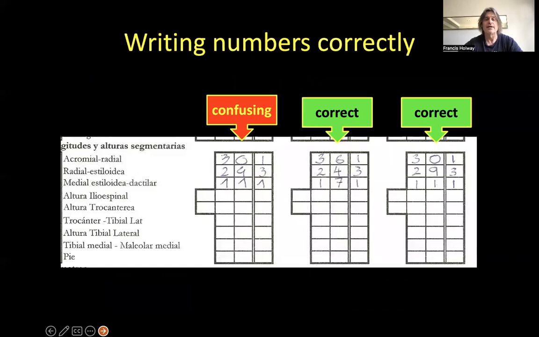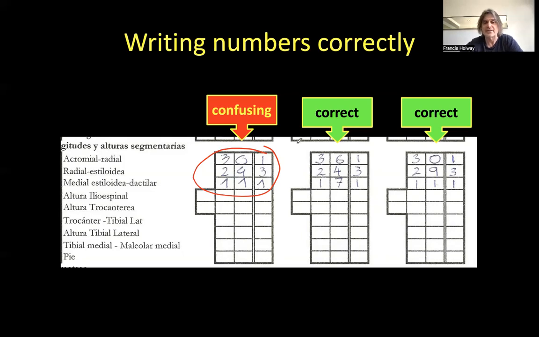Now, when you're writing down the numbers of the measurements, there are 3 pairs of numbers which can get confusing. For example, look at these 3 numbers. Is that 30.1 or is that 36.1? Is that 29.3 or is that 24.3? Is that 77.7 or is that 11.1? Okay, so those numbers are confusing. The 0 and the 6, the 4 and the 9, and the 1 and the 7.